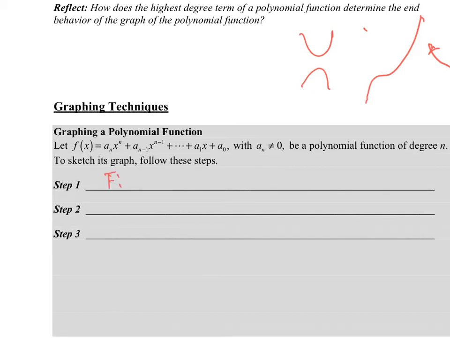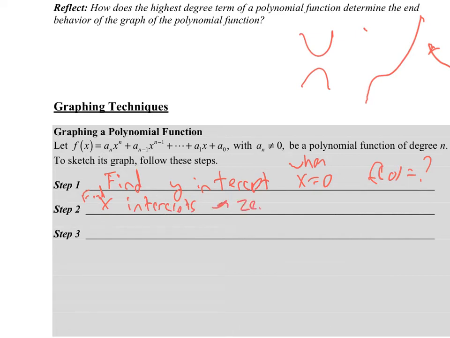Find y-intercepts. There's usually only one. Okay, find the y-intercept. That means when x is equal to 0. F of 0 is what? Then we find all the x-intercepts. Those are also called our zeros from the other lesson we had. And we're only looking for the real zeros if there are any. Okay? And so find all those, plot those.